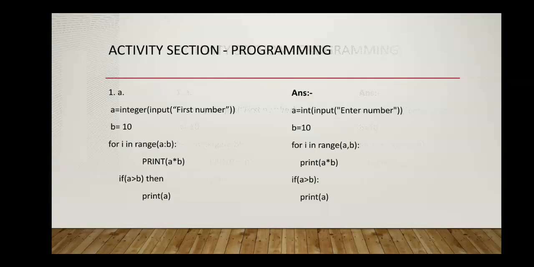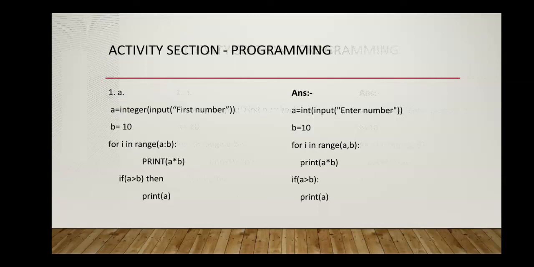Now we will see the programming activity section. In the first question, we have to find the error. So you see in the first line, it is given integer input. We have to write int input. In the third line, you can see with the range within bracket, colon is given. There should be comma. In the next line, print is given in capital letter. It is a case sensitive language, so you have to do it in small letter.